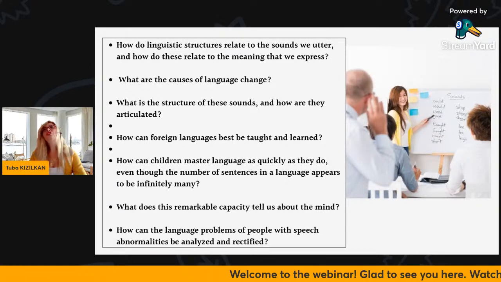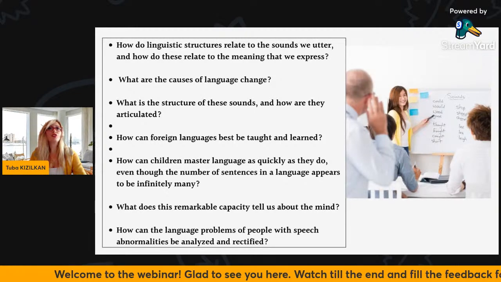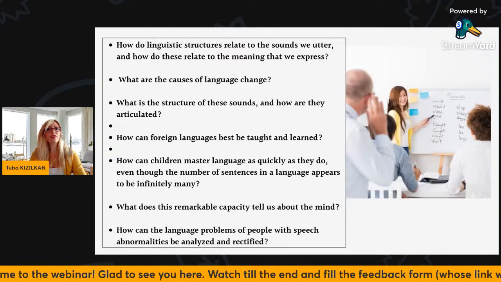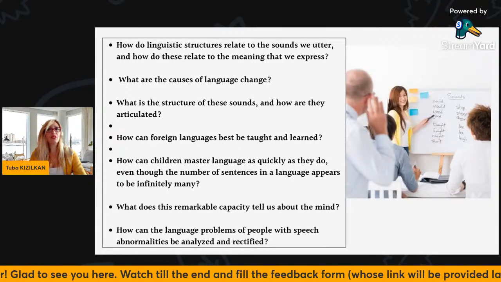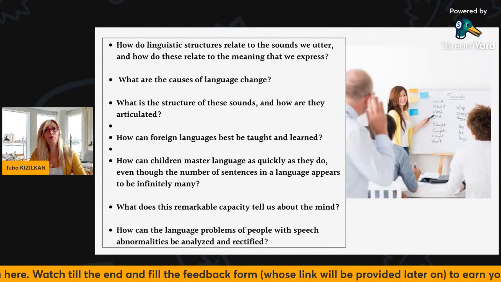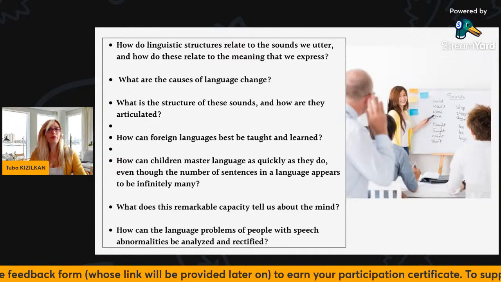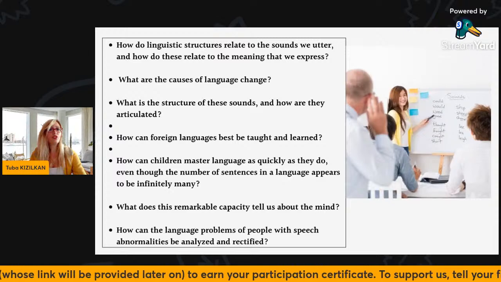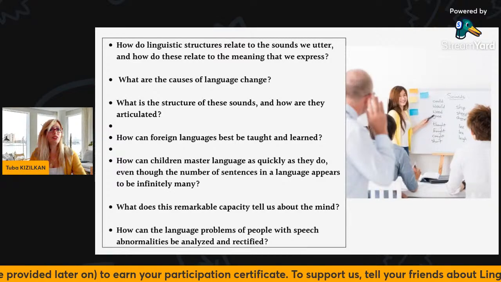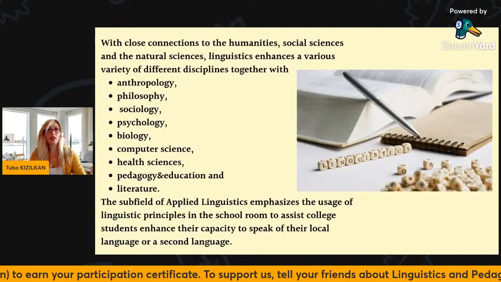So you can add tens and even hundreds of questions to these questions, because there are so many subfields of linguistics, which I will be mentioning very soon. So there can be hundreds of many more questions which are related to the subfields of linguistics.